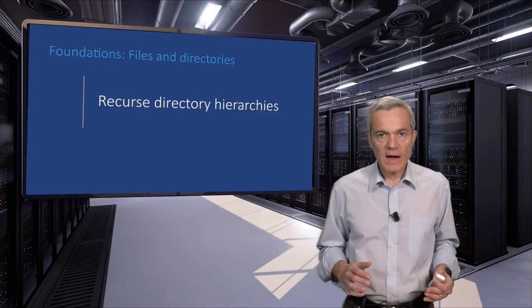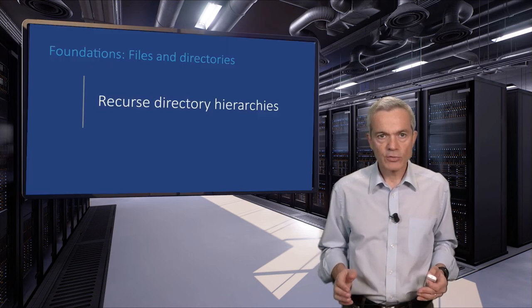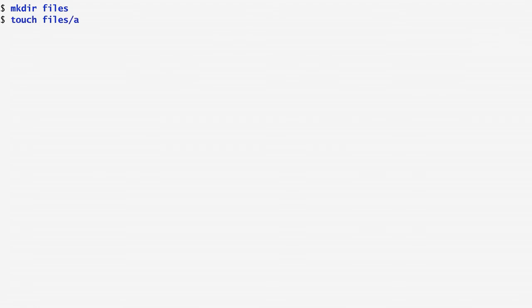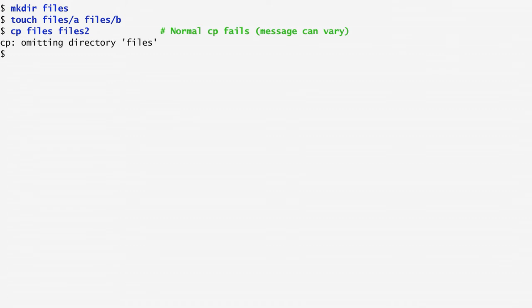Let's now see commands and command line options that allow you to recurse directory hierarchies. I create a directory named files with two files in it, A and B. Trying to copy files into another directory, files2, we notice that cp results in an error, informing us that the directory files cannot be copied.